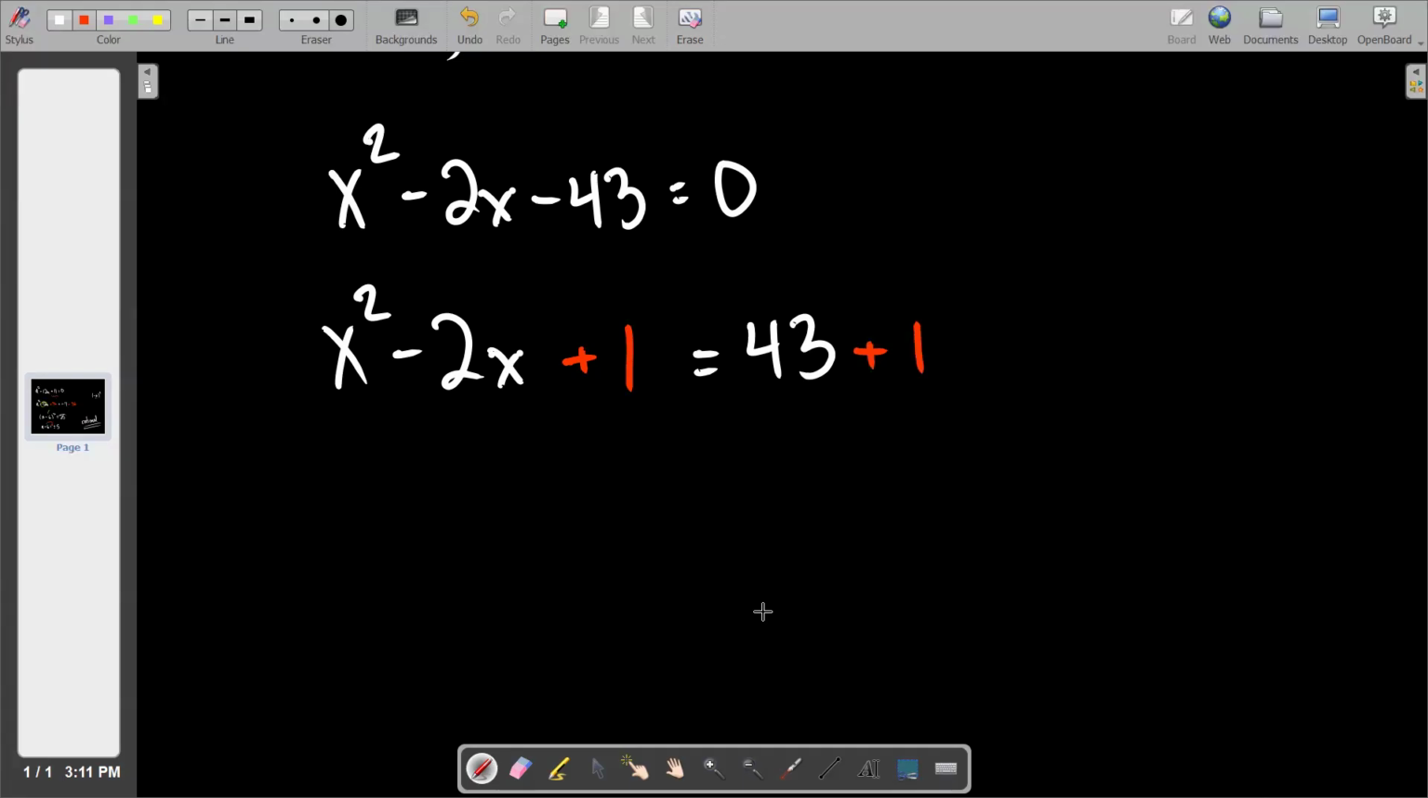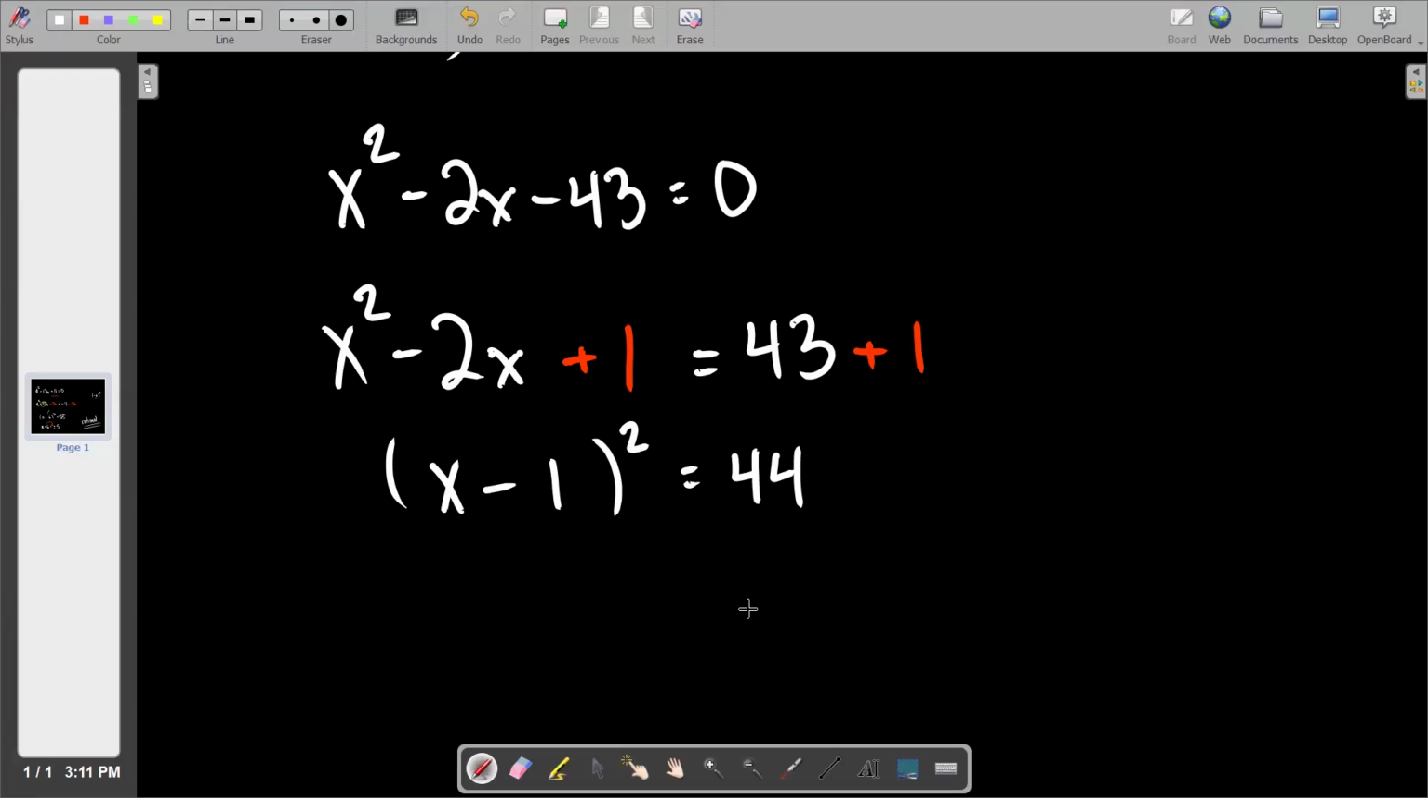Should be just x squared minus 2x plus 1 equals 44, or x minus 1 squared. Nice job. Good job. So you pretty much carried us to here. Great job. Fundamentals were good, solid. No issues there at all.